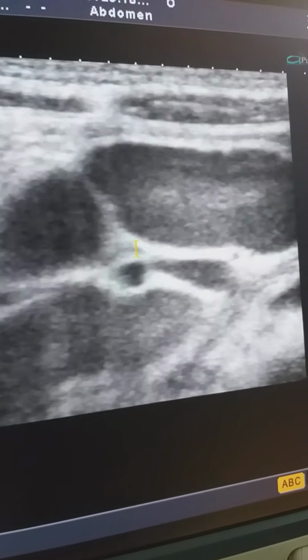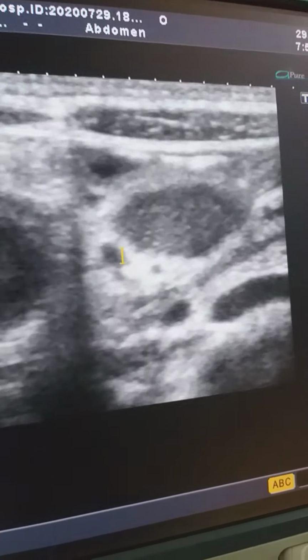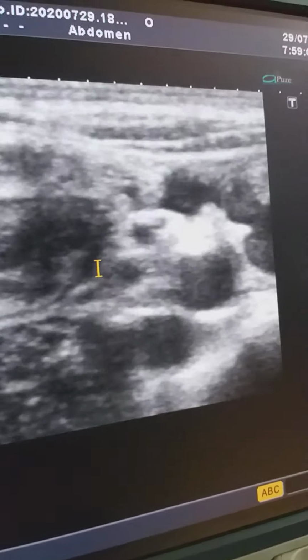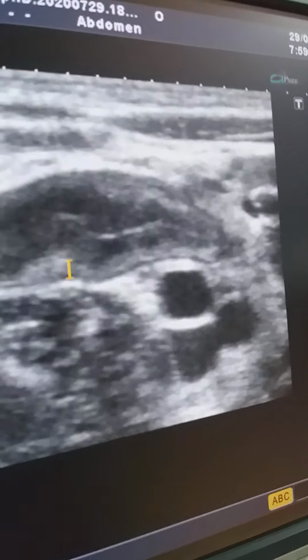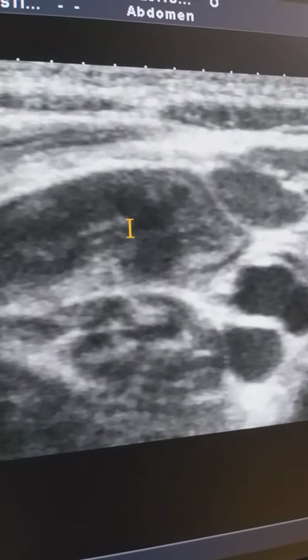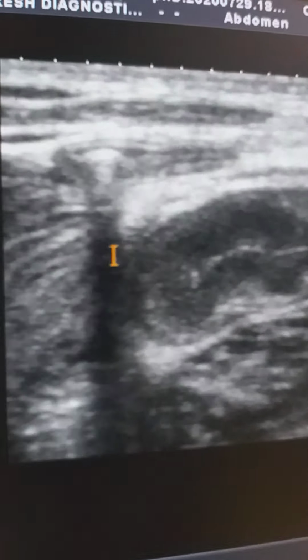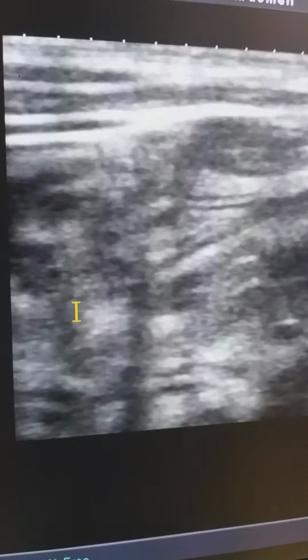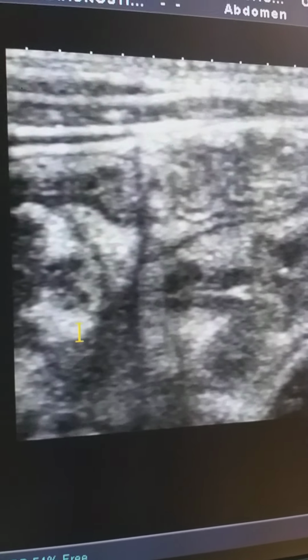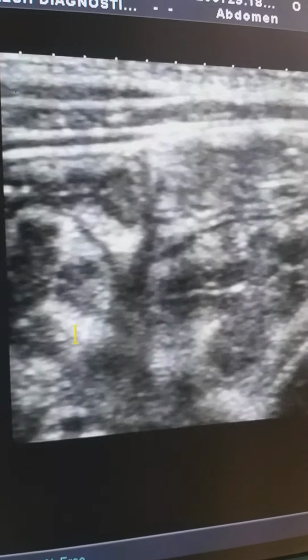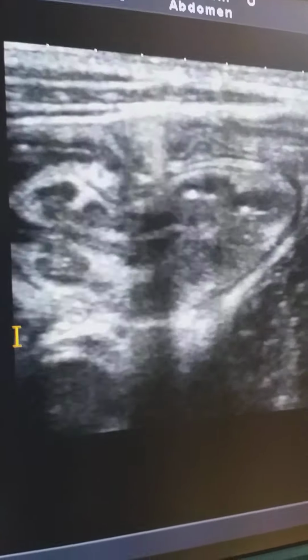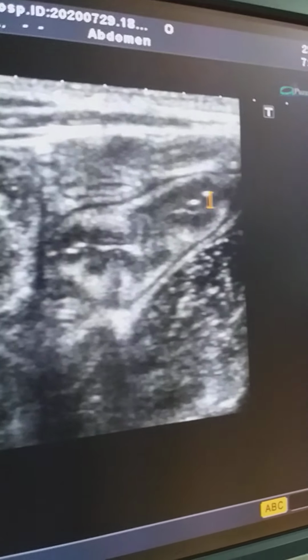Then I again come downward and downward. Here I am at the junction of the terminal ileum with the cecum. So this is the terminal ileum.